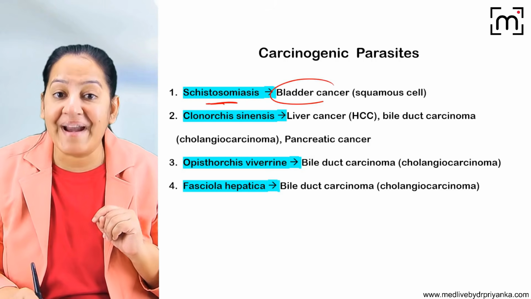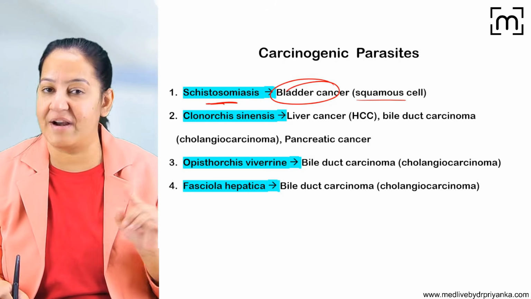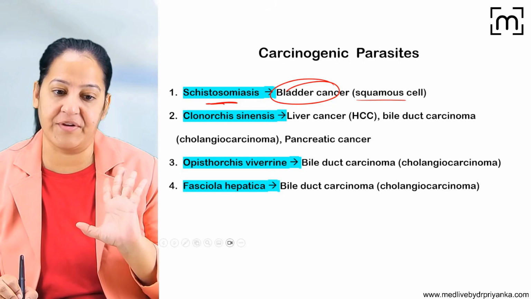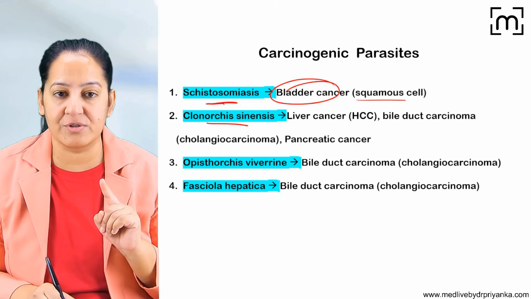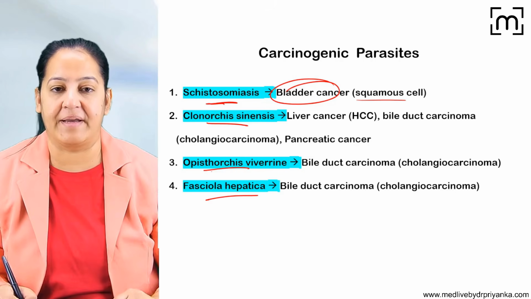Schistosomiasis, which leads to bladder cancer. The squamous cell carcinoma of the bladder, not transitional cell carcinoma. Mind it for your MCQs. So it leads to squamous cell carcinoma of the bladder. Clonorchis sinensis, Opisthorchis viverrini, and Fasciola hepatica.